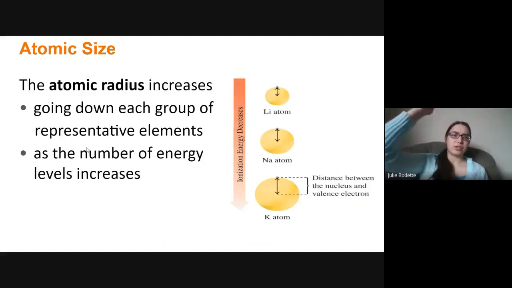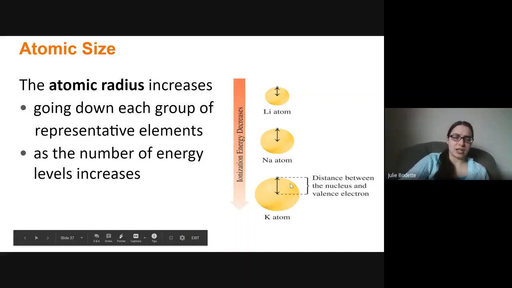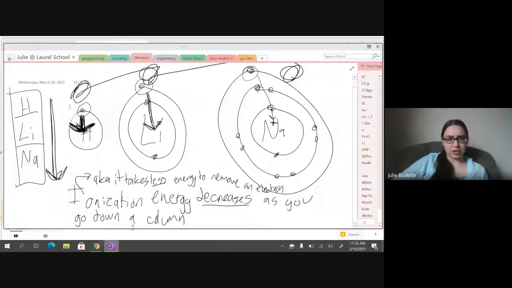Okay, as you go down a column, the atomic radius increases because you're increasing the number of energy levels. You're just flat out increasing the amount of electrons and the number of shells of electrons, right? So they show here lithium, sodium, potassium. Let me go back to my picture here. If we think of hydrogen, lithium, sodium, you can clearly see they're getting bigger because you just have more electrons. And not only do you have more electrons, but you have more shells of electrons. When you add a whole new shell of electrons, that makes it much bigger, right?